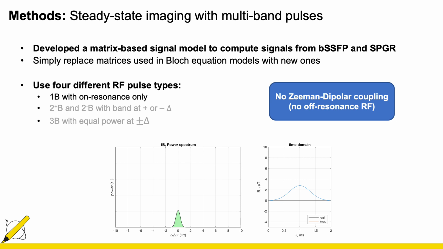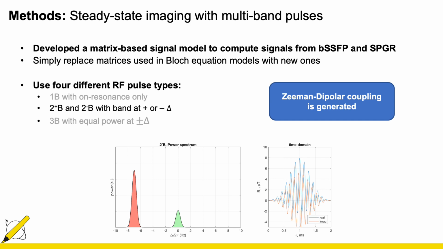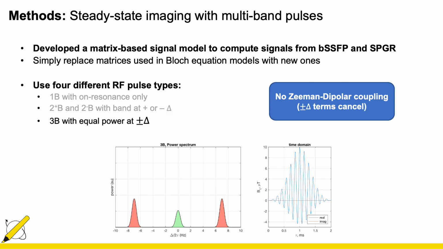So in this work, we've used 4 different types of RF pulse. Single band pulses, which are just on resonance only. We don't expect these to cause any coupling between those two Zeeman and dipolar pools because there's no off-resonance RF being applied. 2-band pulses, where the off-resonant bands, shown in pink, can either be at a negative or a positive frequency, and these we do expect to generate this coupling between the Zeeman and dipolar orders. And then a 3-band RF pulse, which has equal power split at positive and negative offset frequencies, and we don't expect this to have any coupling because those terms cancel out.